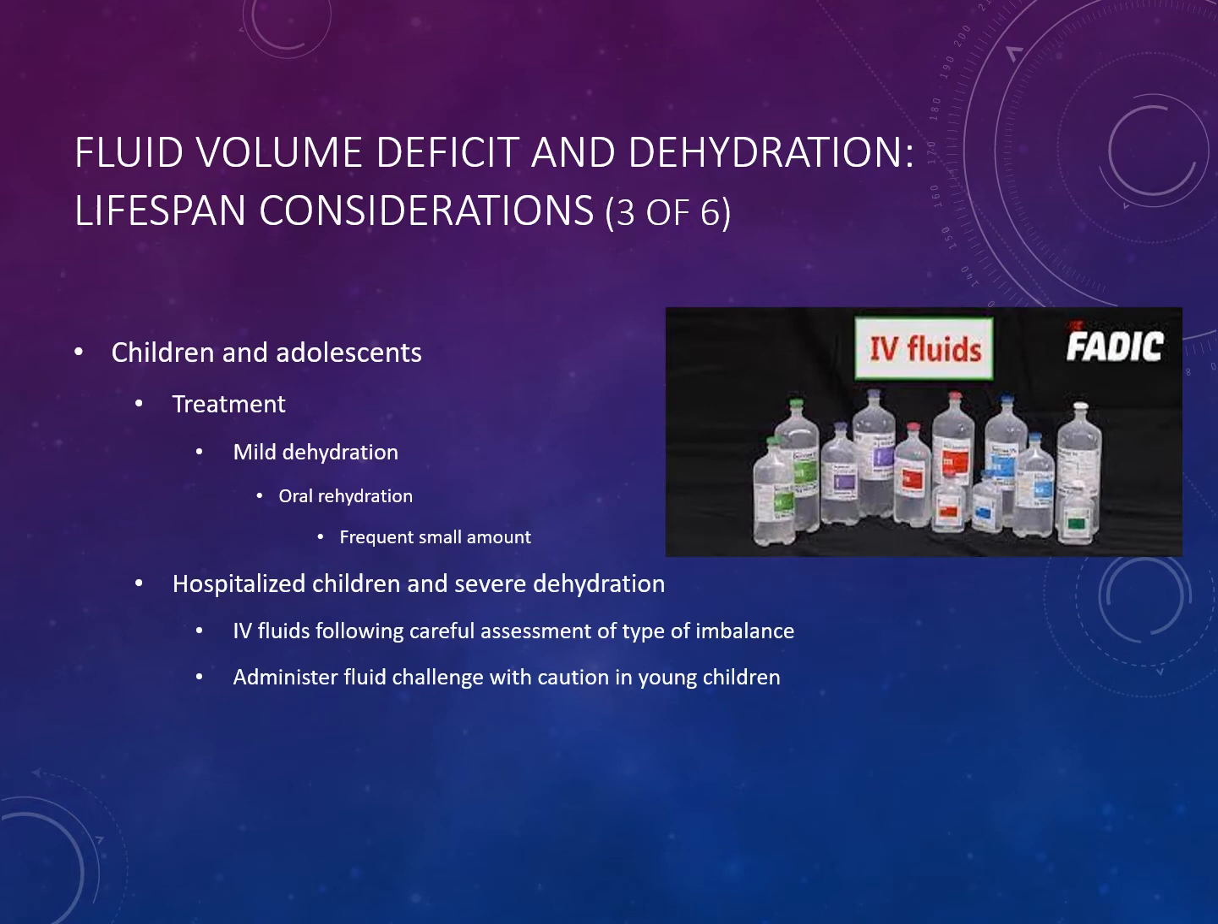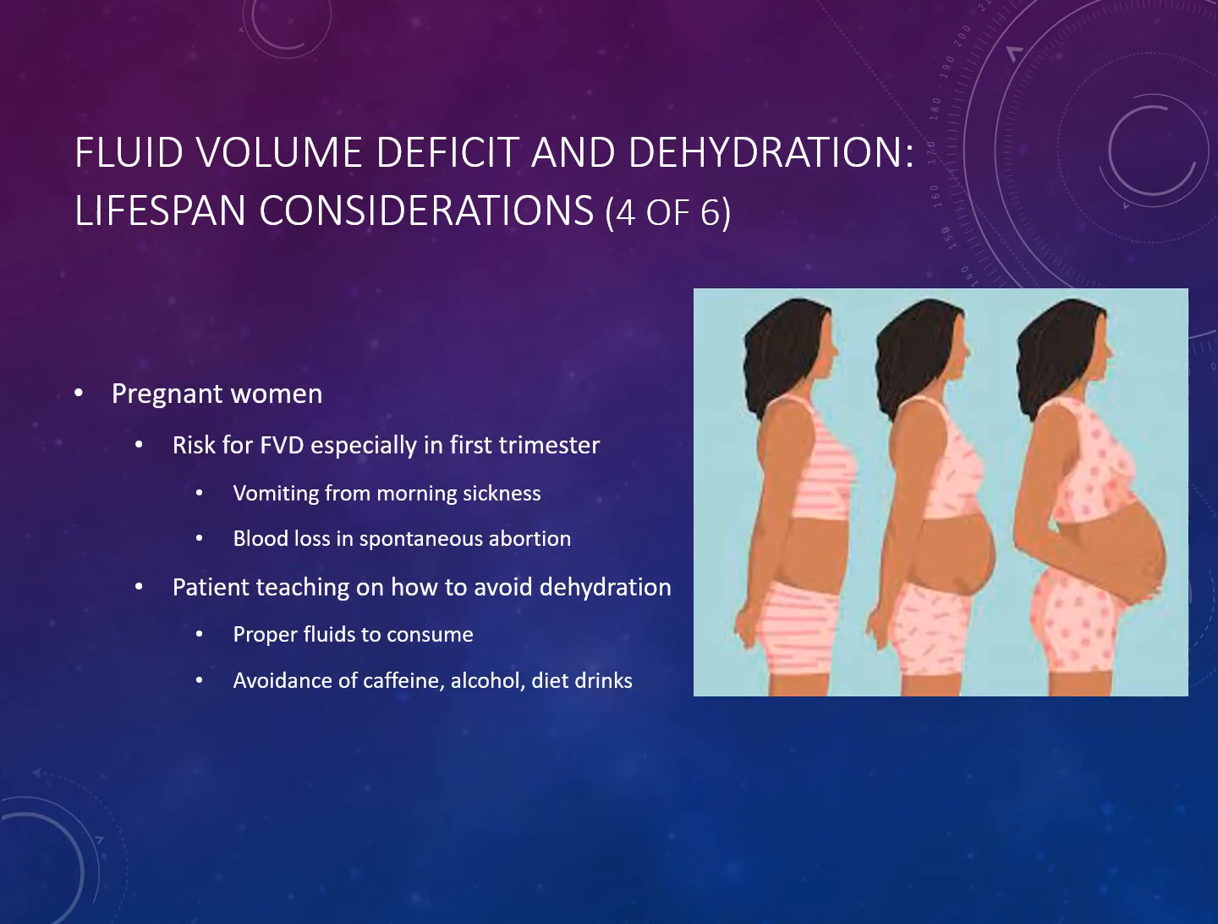The treatment in children, and again, this really needs to be under the direction of a physician. For mild dehydration, children and adolescents, oral hydration or frequent small amounts, like every hour, every 2 hours, small amounts. Hospitalized children in severe dehydration, you're going to do some of the IV fluids, and you're going to administer slowly. You don't want to throw them in fluid volume overload too quickly, and you may give them some Pedialyte and Gatorade. Pregnant women, risk for fluid volume deficit, especially in the first trimester.